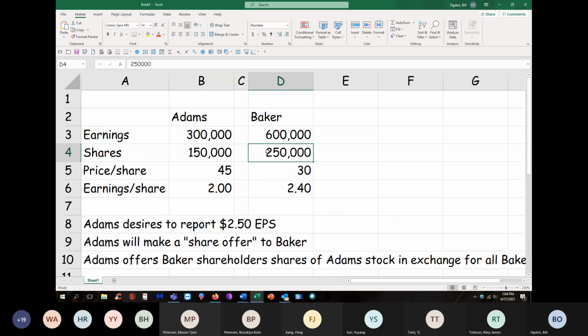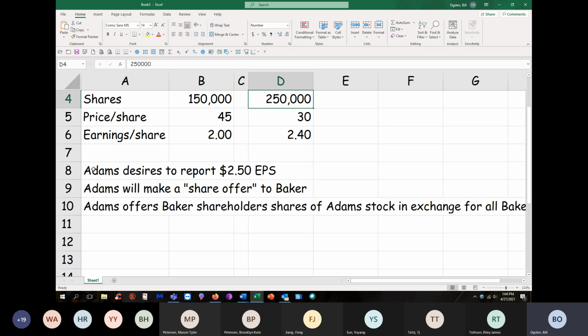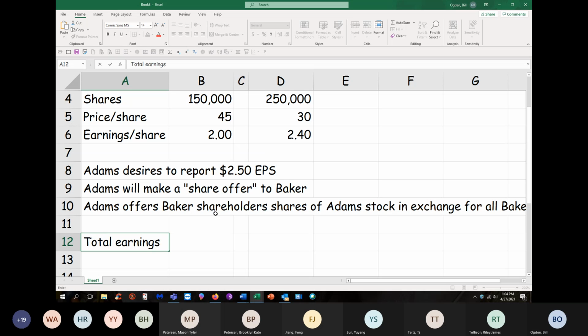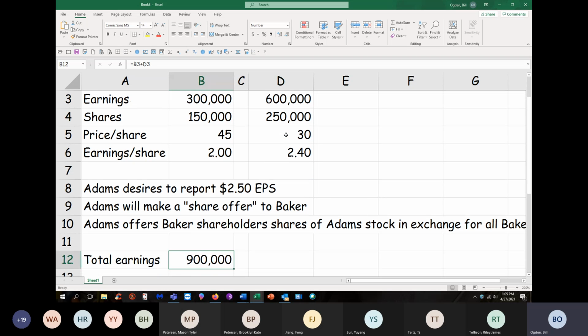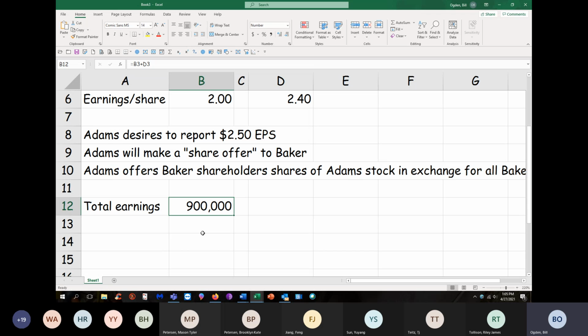Okay, what's the goal here? The goal is $2.50 per share. All right. So let's start out with what are our total earnings if this is merged? What's our total earnings? Well, we have 300,000 from Adams. We have 600,000 from Baker. So we would have $900,000 in total earnings, not earnings per share, total earnings.